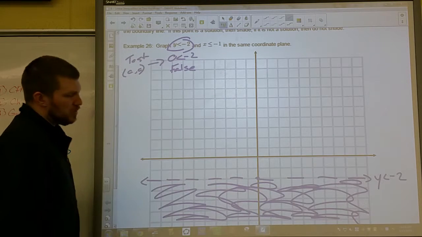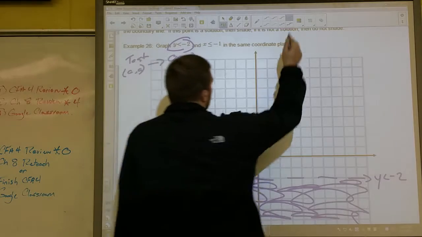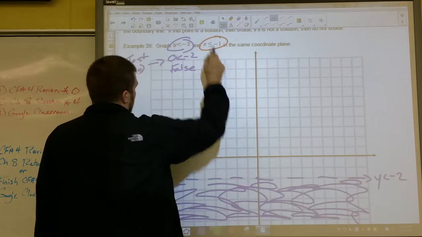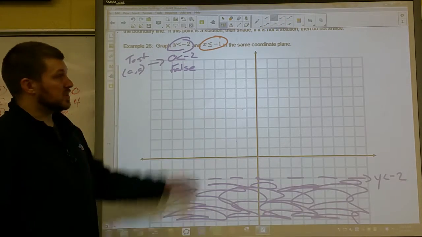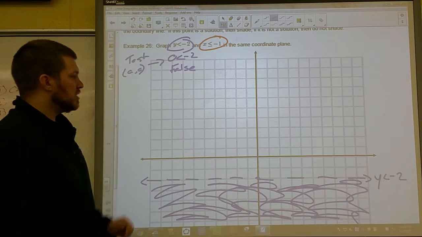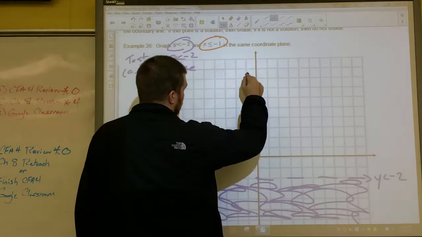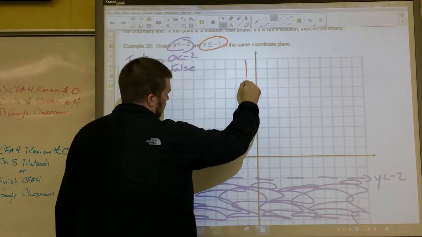Okay, and I'm just shading very messily, that's okay. My other inequality I'm going to do in red. It's x less than or equal to negative 1. Again, since it's x, it's a vertical line, so I'm going to go to negative 1, and it's a vertical line. I see the line under it, so it's a solid boundary line.